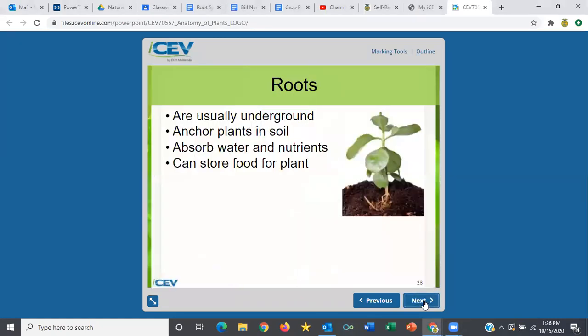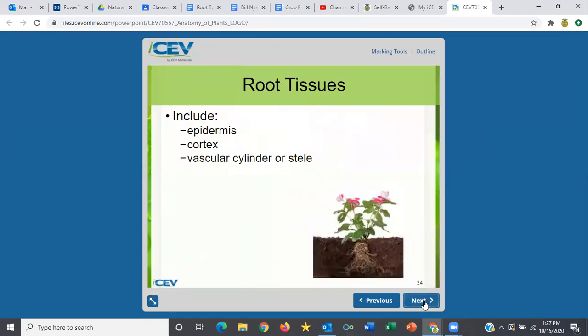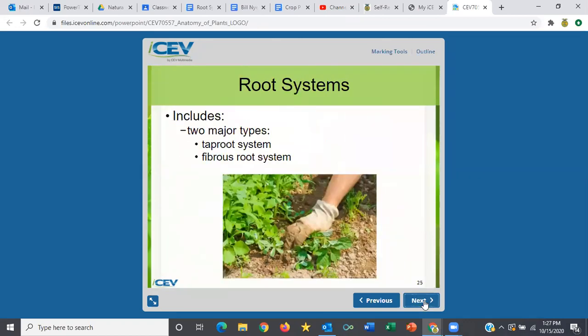So we're going to talk about roots. Roots obviously are underground. They're what anchor plants. They also absorb water and nutrients. So all of our minerals and things that plants are taking up from the ground, all of the things that plants need besides sunlight in order to complete photosynthesis, are taken up by the roots. A few different types of root tissue we're not really going to focus on. This is the biggest thing that we need you to know.